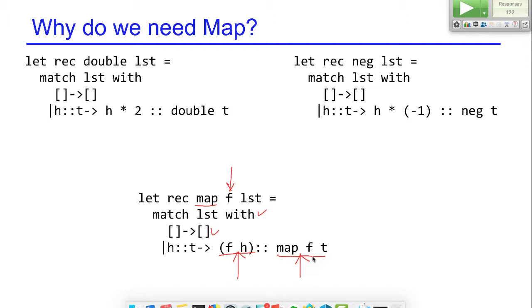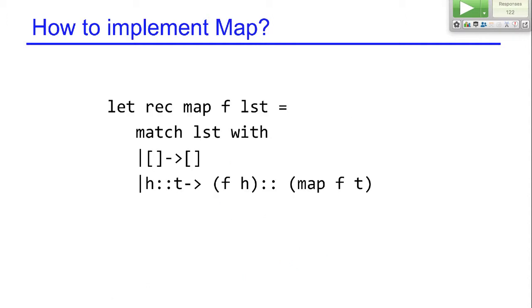With this, we have map. Again, I said it's very powerful. It takes a function, applies it to a list, and generates a new list. The function f could be all different kinds of things. For this example, f could be double, then it doubles every item in the list. F could be negate, it could negate every single item in the list.